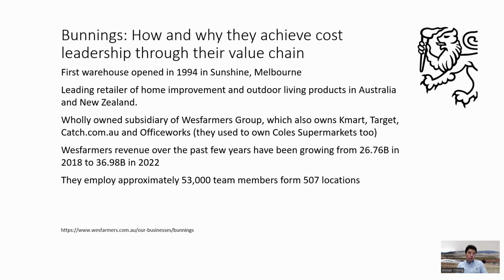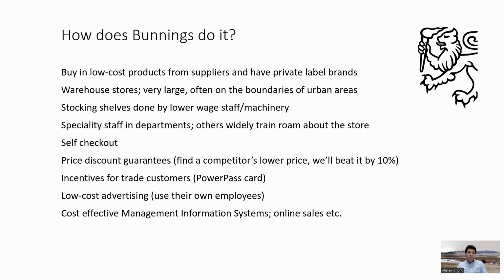Wesfarmers' revenue over the past few years has been growing quite steadily from about 26.76 billion in 2018 through to about 36 or 37 billion in 2022. And they employ currently about 53,000 team members across 507 locations. So how does Bunnings do it?